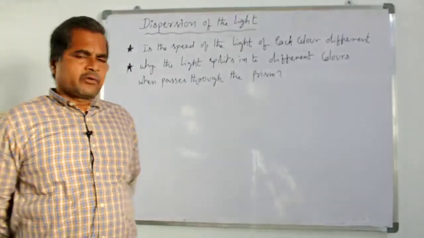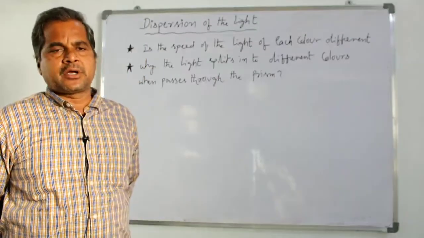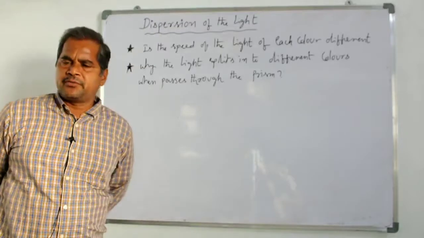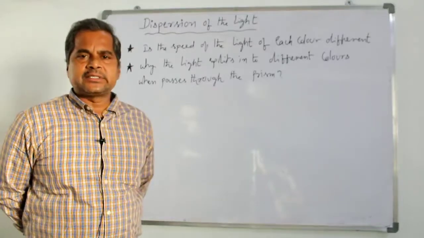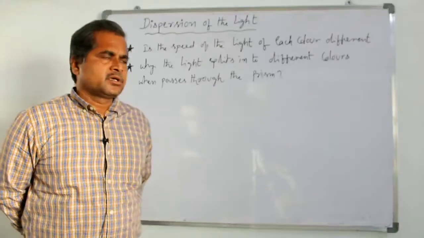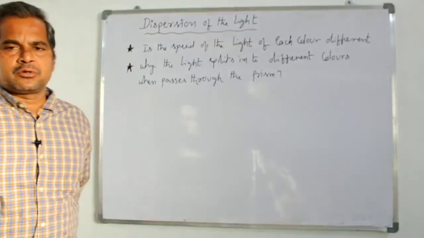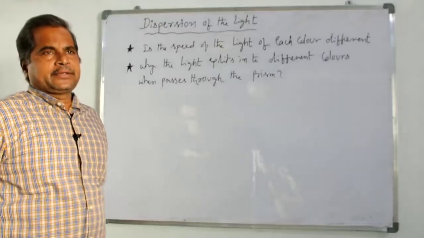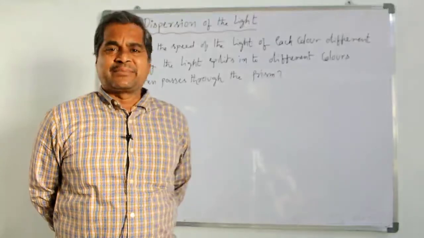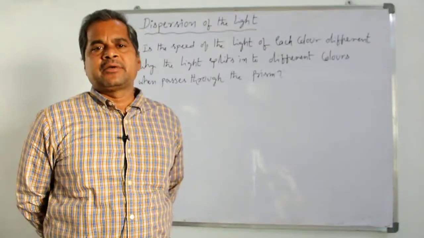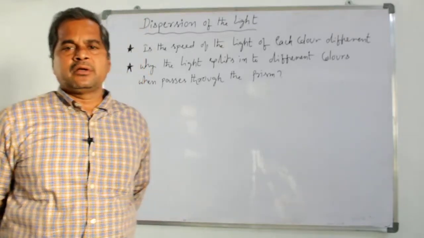I think all of you understood the topics which are already discussed in the previous videos about the chapter light. Today we are going to discuss two light phenomena: one is dispersion of the light and another one is scattering of the light. Dispersion is also one of the properties of the light. Fundamentally, it is defined as any white colored ray splitting into 7 colors when it is passed through a transparent medium. This is known as dispersion of the light.